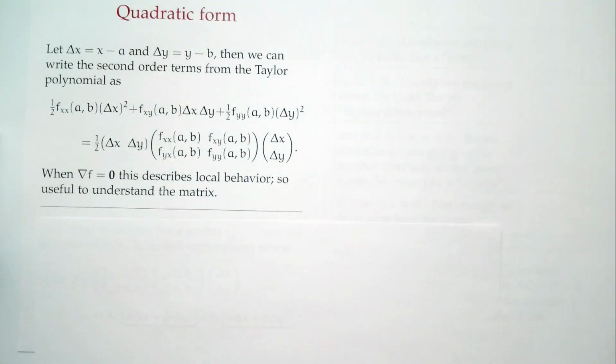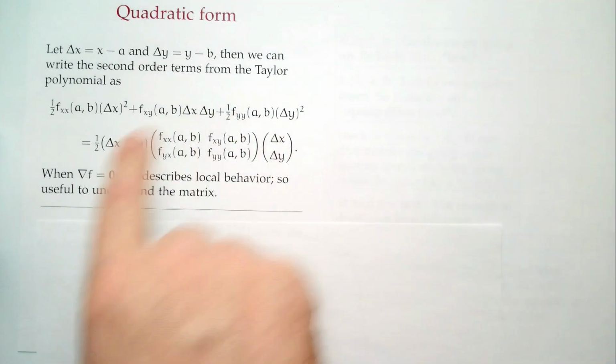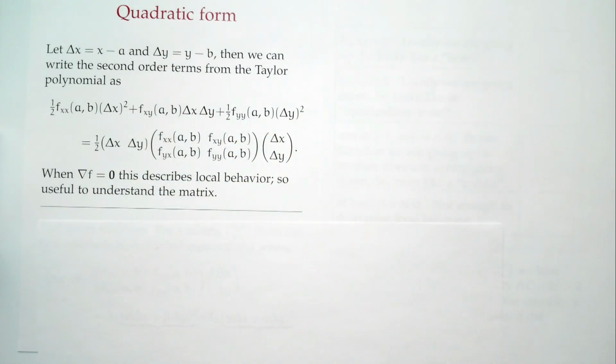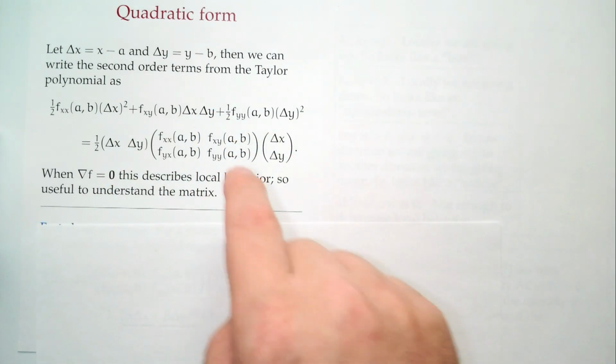Now, it turns out that when the gradient of f is 0, so that means that your f sub x is 0 and your f sub y is 0, then if I want to understand what the function is doing, I push into the second order derivatives. So essentially, if the first derivatives are 0, the second derivatives are giving the behavior. So when the gradient of f equals 0, and we'll talk about why that's interesting, this is telling us our behavior. So we'd really like to understand, how do we interpret this?